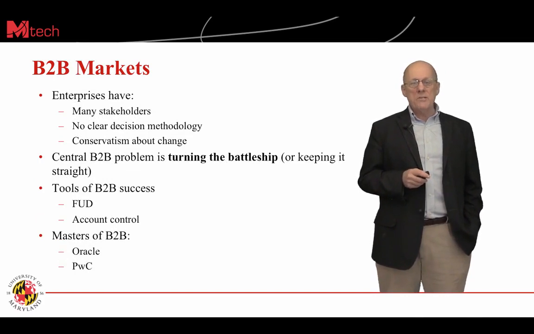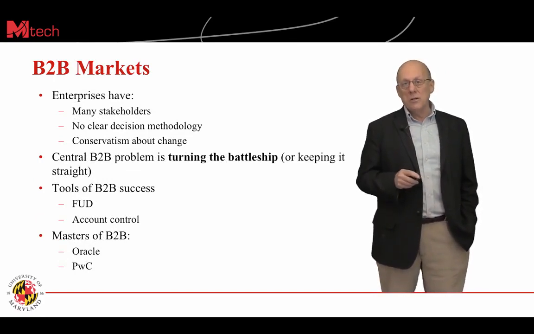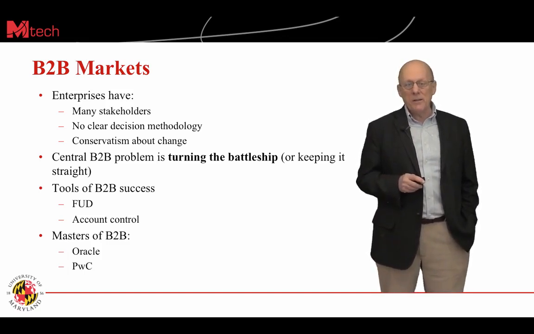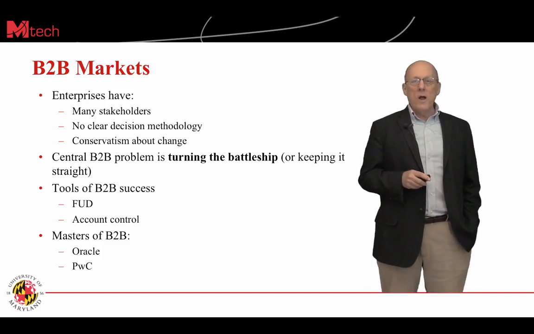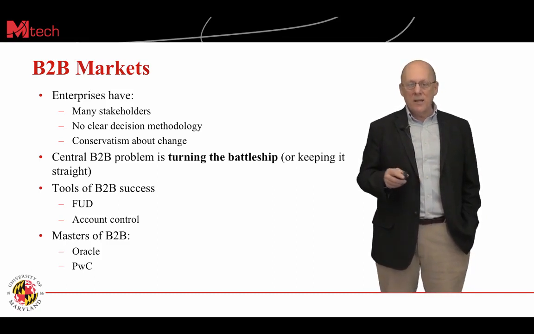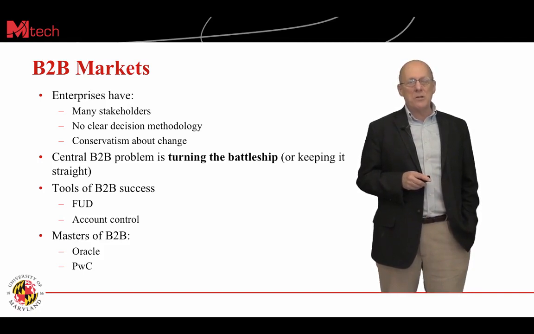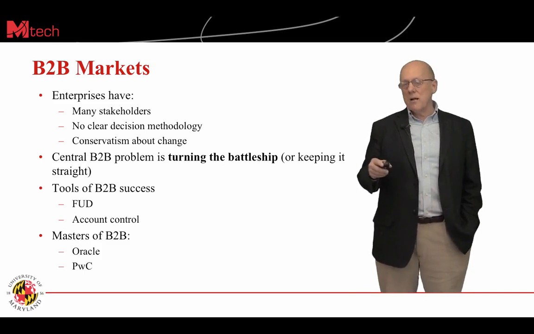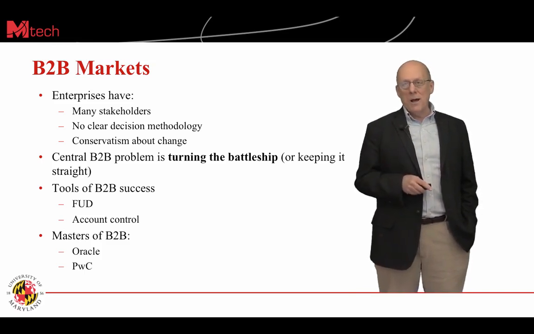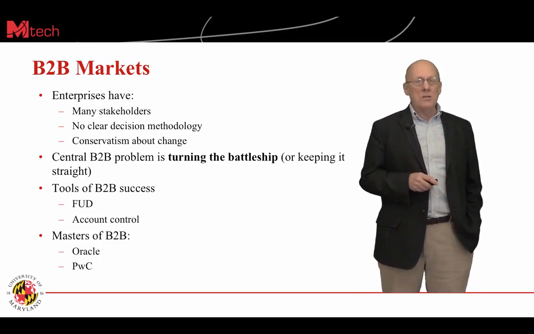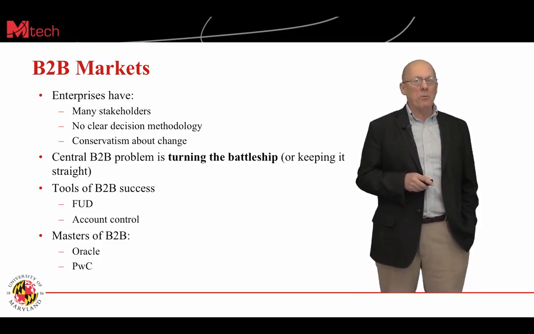B2B markets are a little bit different. First of all, enterprises have lots of stakeholders. So there's no one locus of decision. There's no one person that makes up their mind to buy something, typically. And there's no clean way they even have to decide things. Often they'll have a decision-making process, but that's not the real process that they use. There's stakeholders, there's influencers, there's recommenders, there's all these roles we're going to talk about in a subsequent lecture. And they all have to unite in some way that's not put down on paper before the decision will be made.